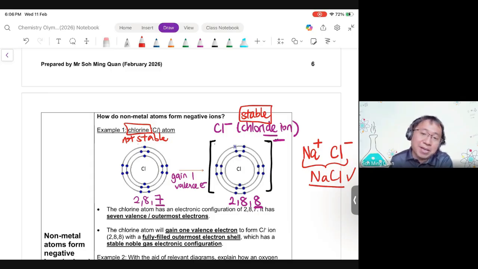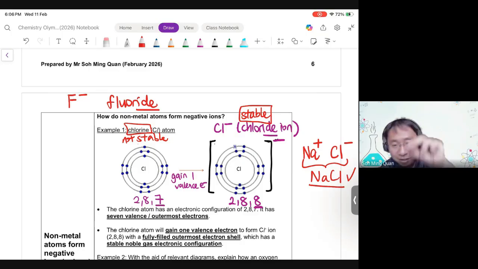Okay. Similarly, if later on you go to your toothpaste and you look at the label, you will see the word fluoride. I'm sure you can make a good guess. What is fluoride? Fluoride is F-. Okay? It's F-, not F. You can't eat fluorine. If you eat fluorine, you will explode because fluorine is 2,7. 2,7 is unstable. It doesn't have a fully filled outermost shell.